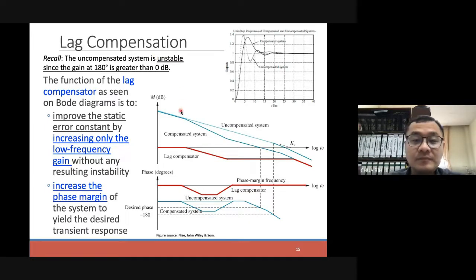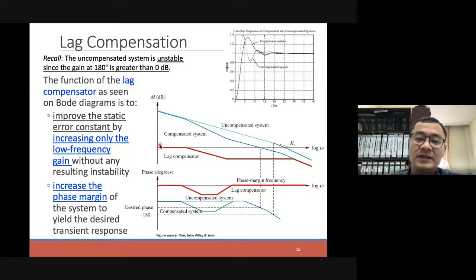Okay. So what this lag compensator will do is that this red line is our design. Okay. So the typical lag compensator's characteristic would be in this way. Okay, so you just have to remember this pattern.